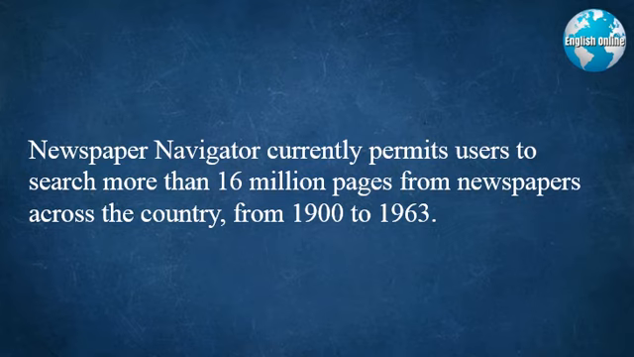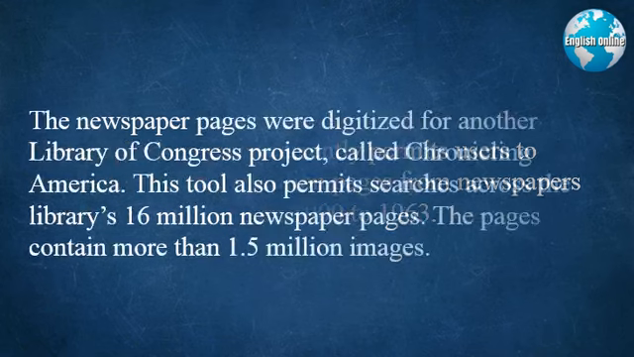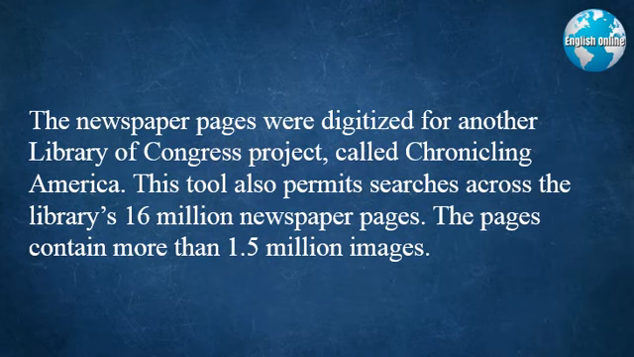Newspaper Navigator currently permits users to search more than 16 million pages from newspapers across the country, from 1900 to 1963. The newspaper pages were digitized for another Library of Congress project called Chronicling America. This tool also permits searches across the library's 16 million newspaper pages. The pages contain more than 1.5 million images.